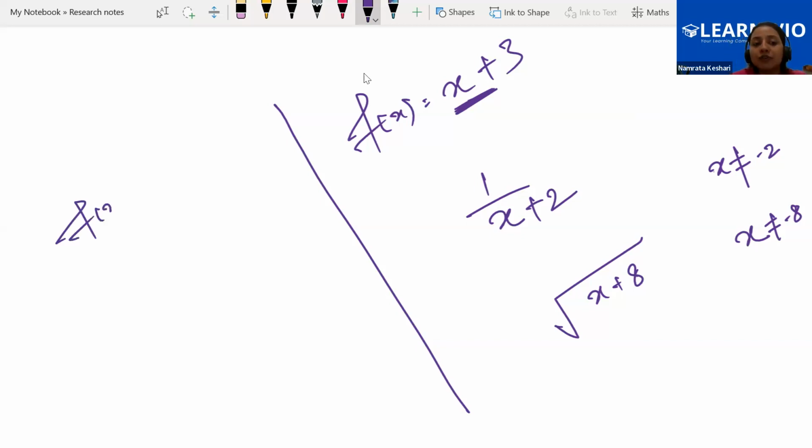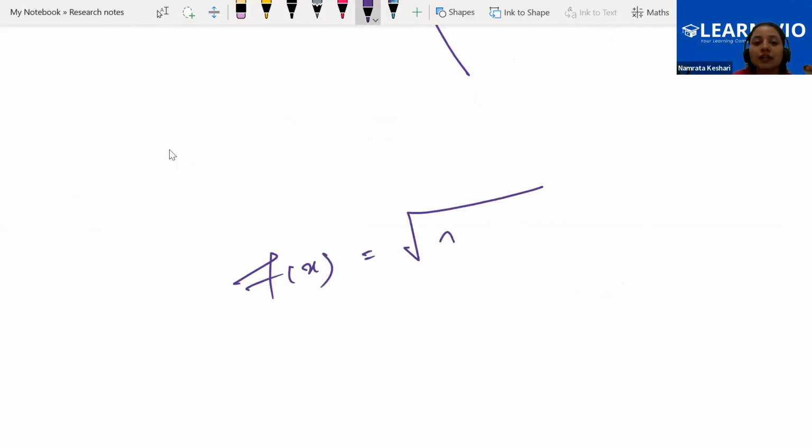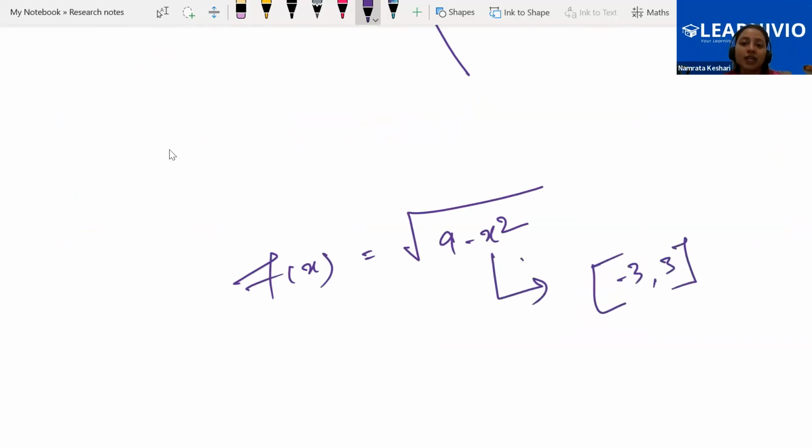Always the function f of x, whatever is given, if it is given as x plus 3, we can take it as y is equal to x plus 3, because we understand that the function is giving the output. That output we can represent by y also. Okay. So here also we have a function. The function is under root 9 minus x square. Here we understood the possible x value will lie between minus 3 to 3. In the previous class, we discussed that the domain of this function is going to lie in this region, minus 3 to 3. Now, what about the range?